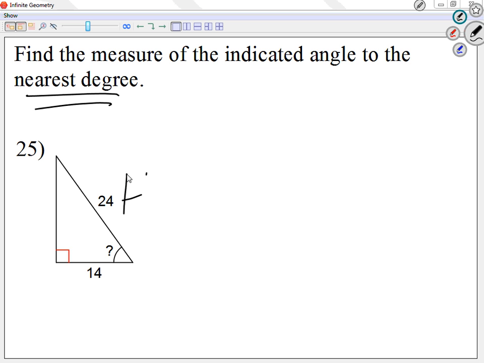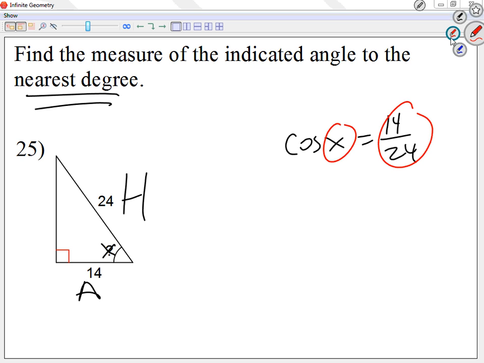So we have the hypotenuse, we have the adjacent. I don't know the angle, so I'm going to call it x. So we have that cosine of x, I'm using A and H again, cosine of x is equal to 14 over 24. So for inverse, I'm going to switch these 2 things. So I'm going to call this cosine inverse of 14 over 24. It's x.